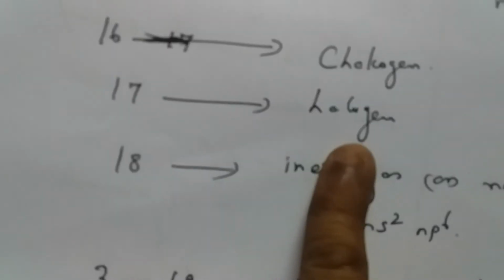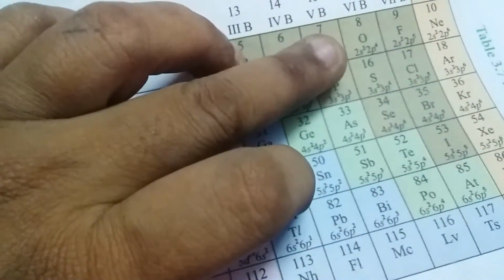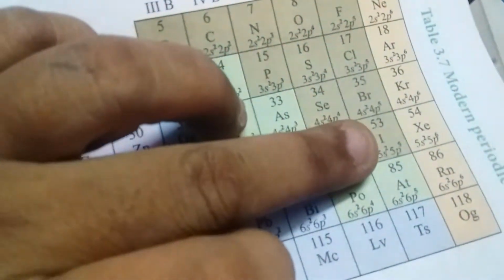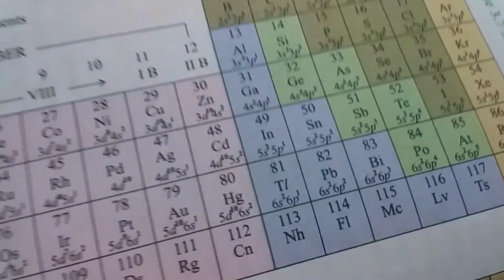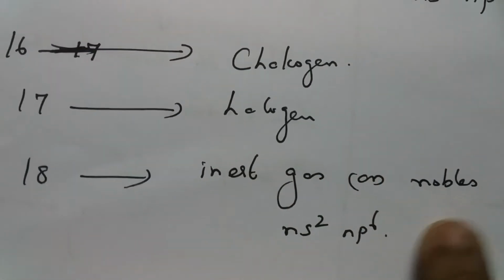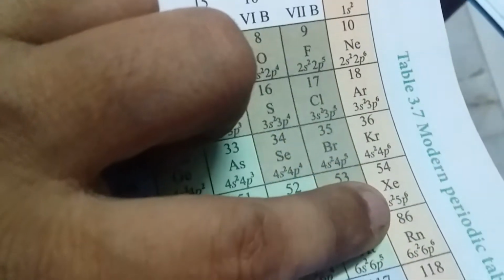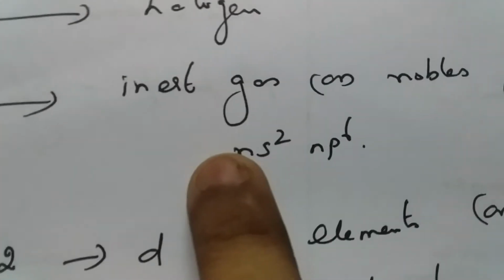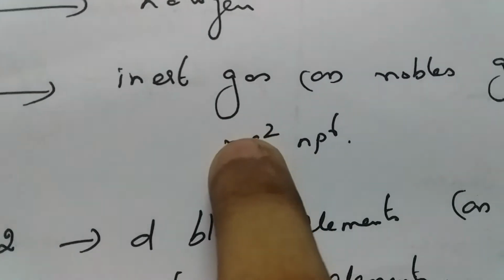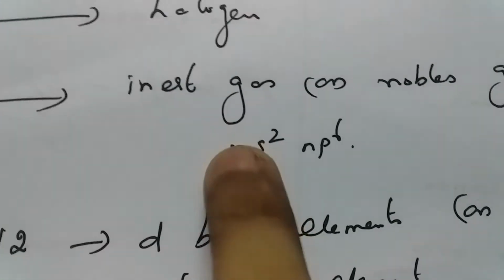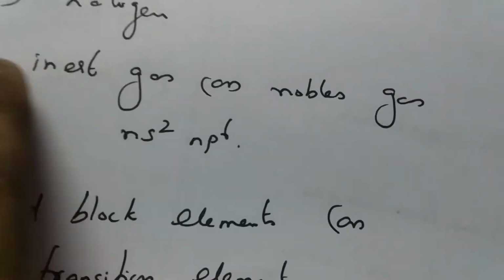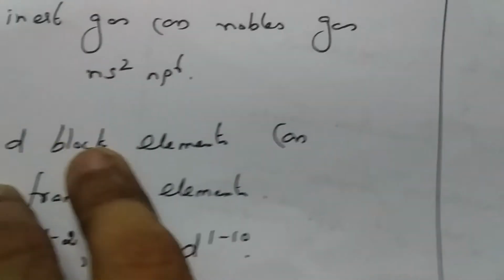Group number 17 is called halogen, that is fluorine, chlorine, bromine, iodine, astatine. All these elements are called the halogen family. Group number 18 is called inert gas, or noble gas elements: helium, neon, argon, krypton, xenon, radon, and Og. In the noble gases the electrons are completely filled, that is ns2 np6. Since they are completely filled, they are highly stable and do not react with other things, so they are called inert gas elements.